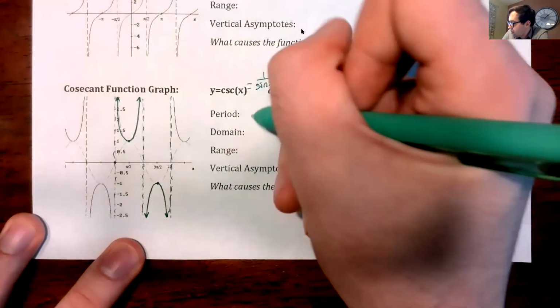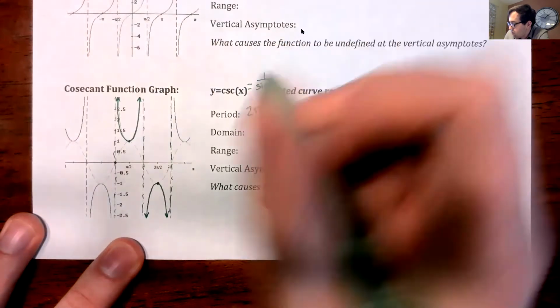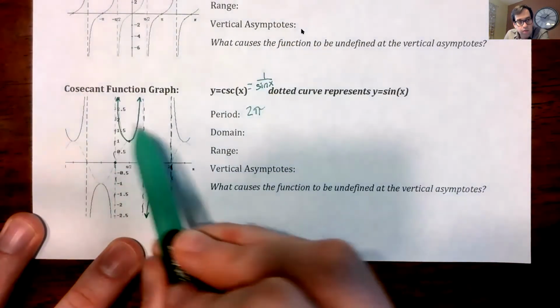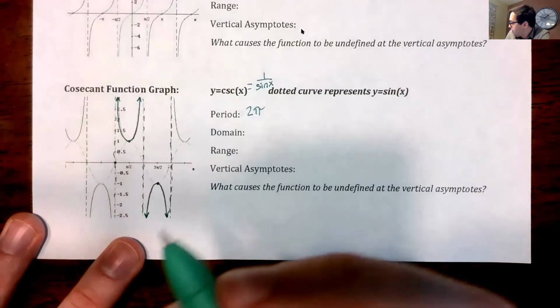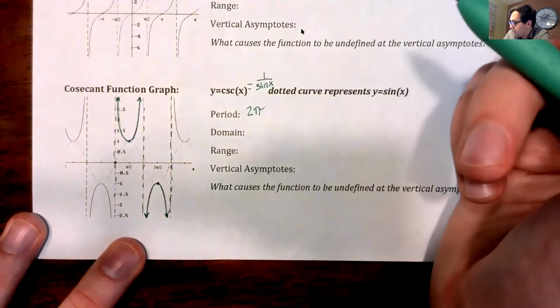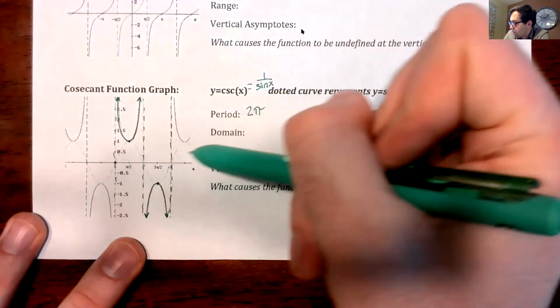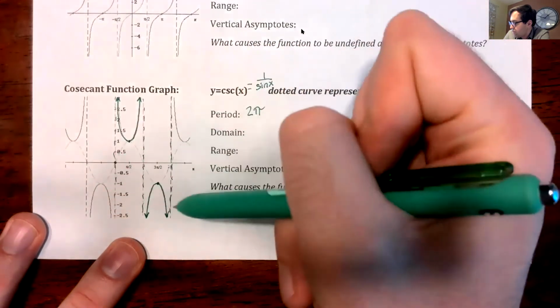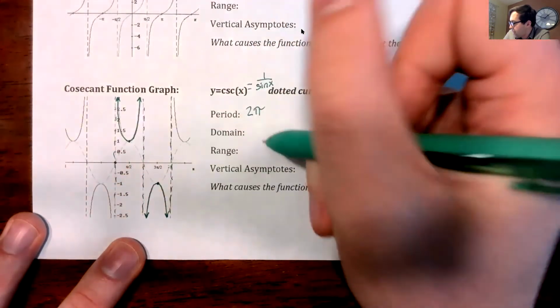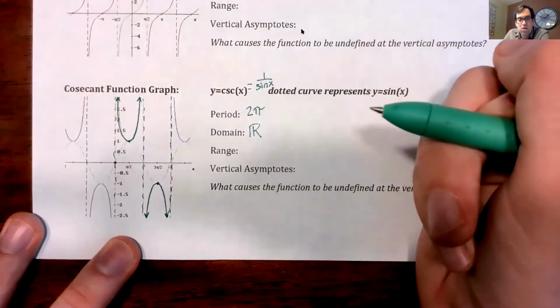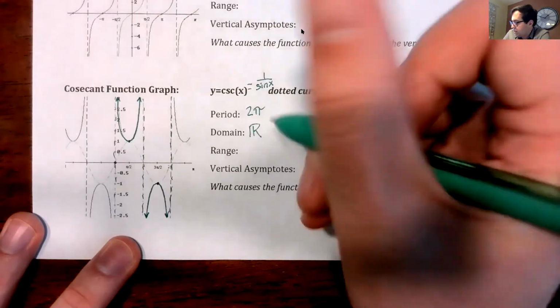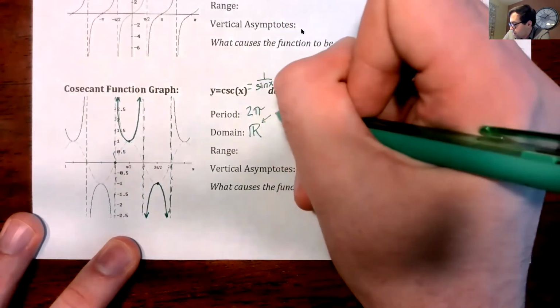For cosecant, the period is still 2 pi. You can see from 0 to 2 pi here is when it restarts and does the upper facing curve again. The domain, this time, it's going to be almost all real numbers except for where all of these asymptotes are. So we have an interesting way of writing that. I'm going to use the double line R, which means all real numbers. In case you're not familiar, I'll write it on the side.